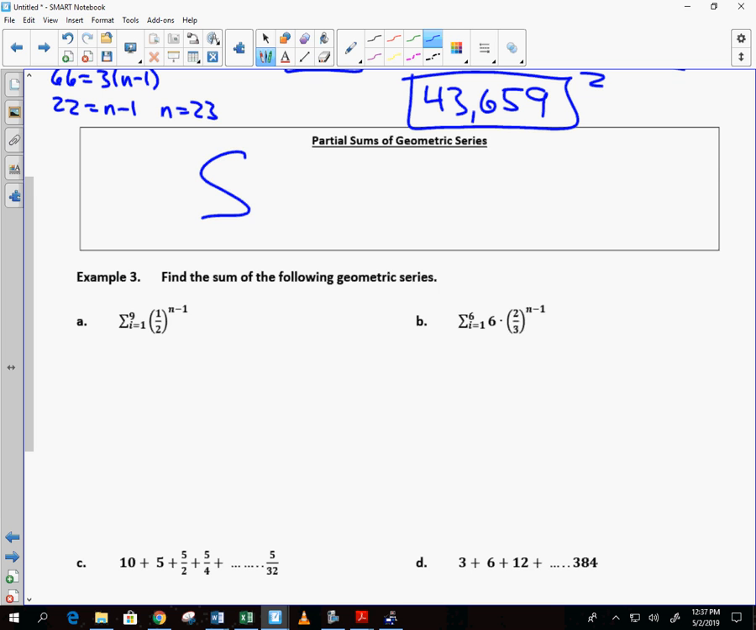Exactly. Sum of n terms. Suppose you have a geometric series. That's different. We take a sub 1 and we multiply it by 1 minus r to the nth power, and then we divide it by 1 minus r.